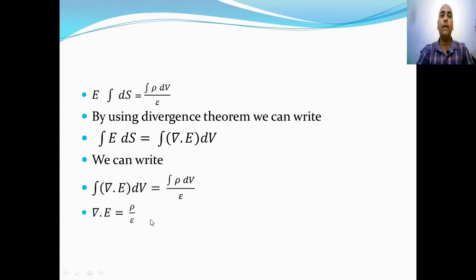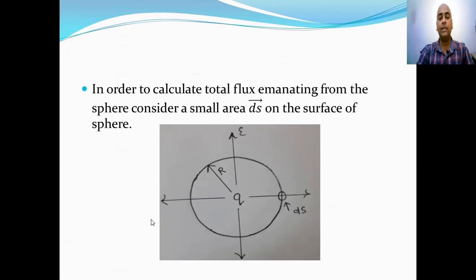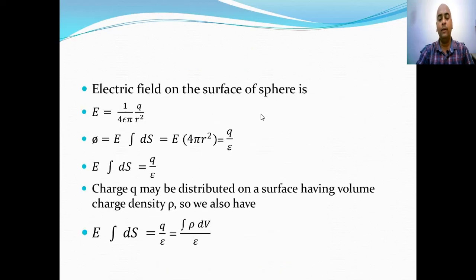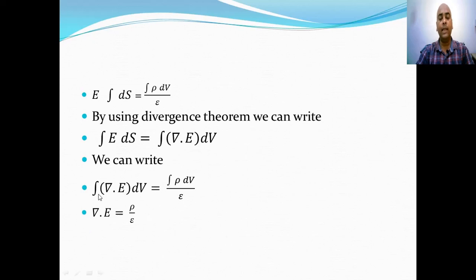So now we have two definitions of Gauss law. The first definition states that the total electrical flux through closed surface S surrounding charge Q is 1 upon epsilon naught times the value of charge enclosed, and mathematically it can also be represented as del dot E is equal to rho by epsilon naught.